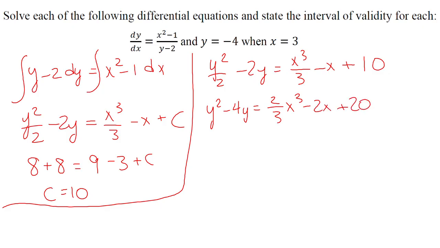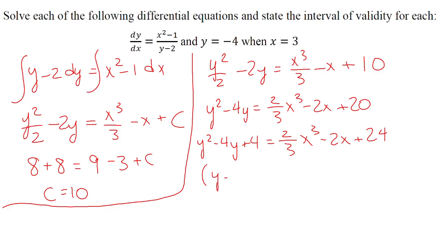And the reason I'm going to do that is so that I can solve for y really easily by completing the square. So completing the square says take the b value, right, negative 4, right here on the negative 4y, and divide that by 2. So negative 4 divided by 2 is negative 2. And then square the negative 2, which is 4, and add that to both sides. So I'm just going to say y squared minus 4y plus 4 is 2/3 x cubed minus 2x plus 24.